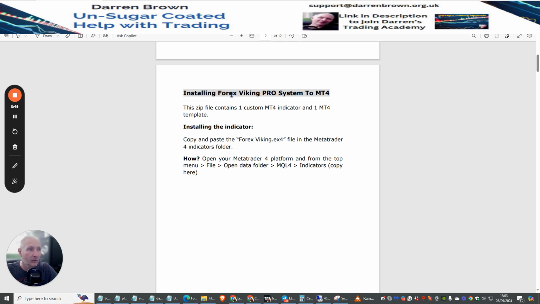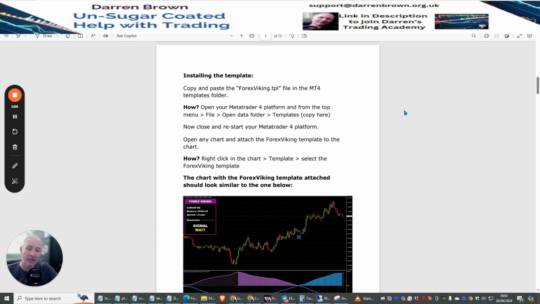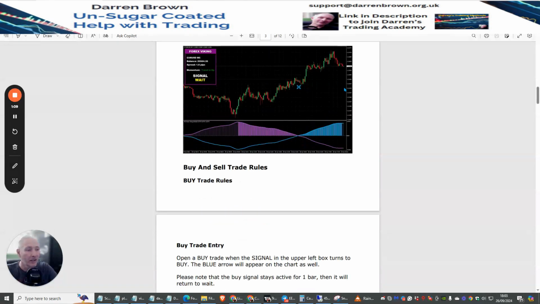So basically, if you're installing the Forex Viking Pro system to the MT4 platform, you just need to make sure that you install the indicator, which is the forexviking.ex4 file, into the indicators folder. Don't worry too much, I'm going to show you how to do this, so don't panic. Okay, once you've installed that, you also need to make sure that you install a template. I'm going to show you again how to set up the template as well, so it's going to be very self-explanatory.